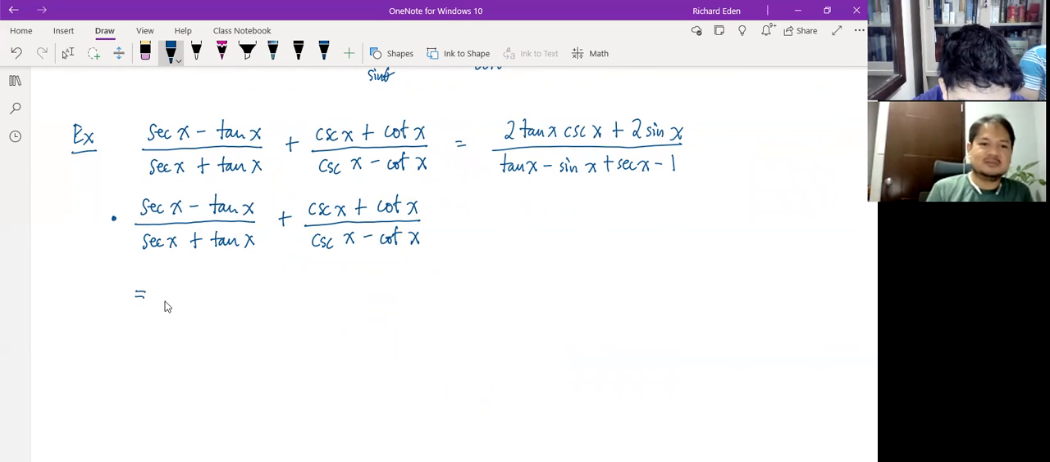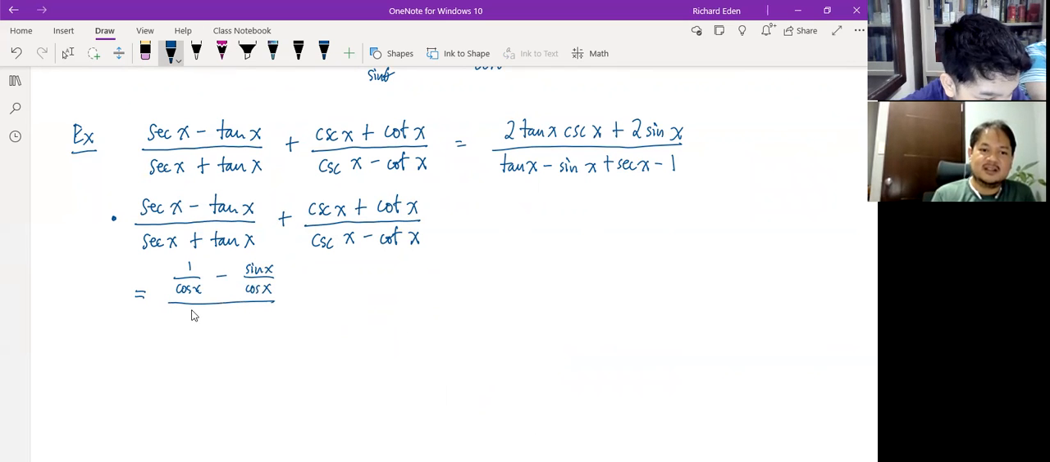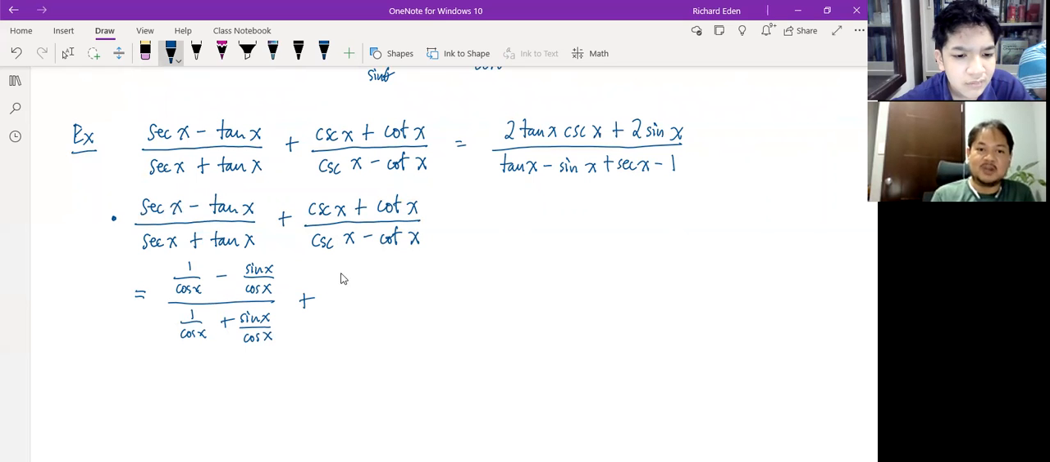Let's try sine and cosine. I have no more ideas. Just convert everything into sine and cosine and then simplify as much as possible. Also, in the first fraction, secant and tangent have cosine in their denominator. And then in the second main fraction, you can write them with sine in their denominators.